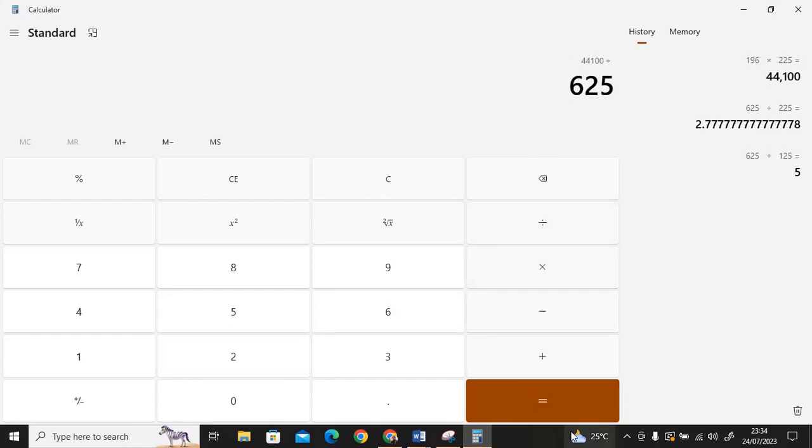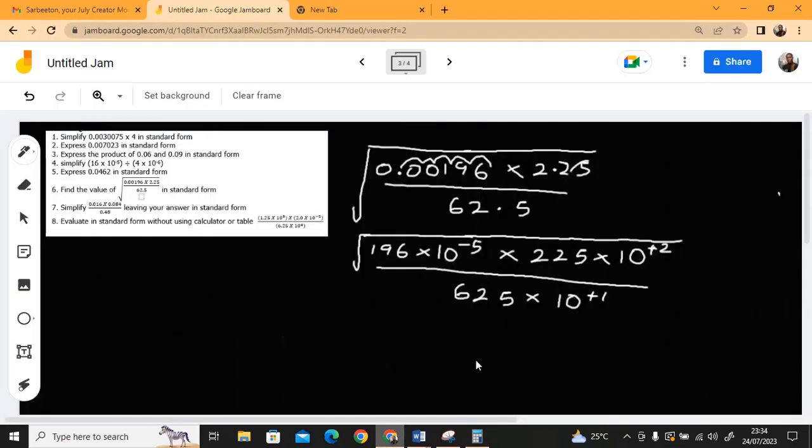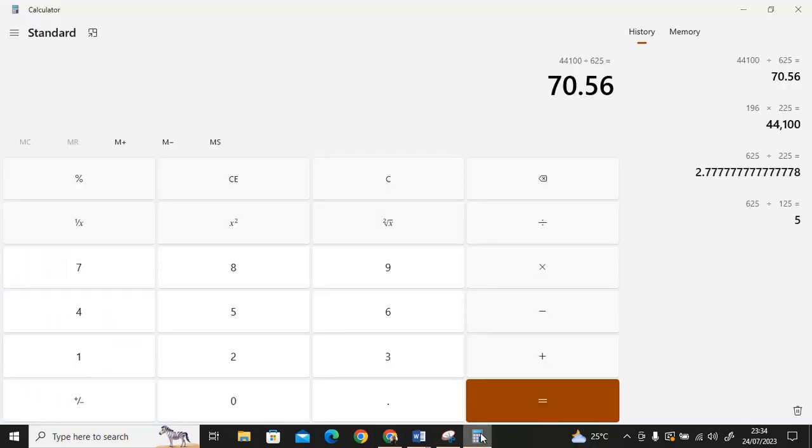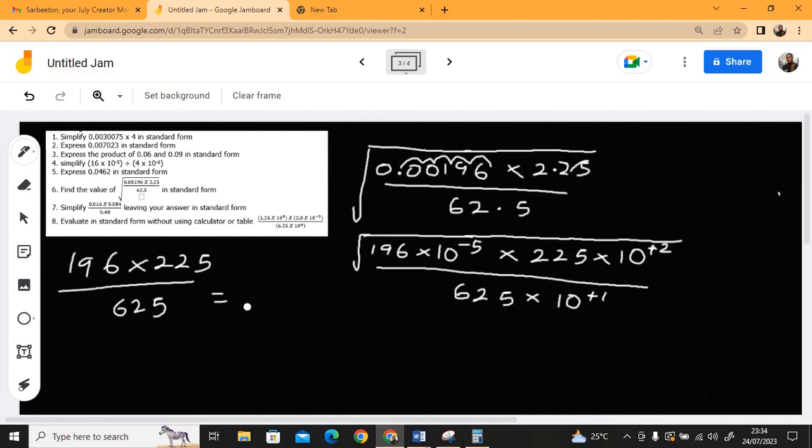It's permitted like this. So when you do this, you have 70.56 as an answer here. So this is what I did here: I did 196 times 225 divided by 625. So I have 70.56, if I'm right. So we have 70.56.